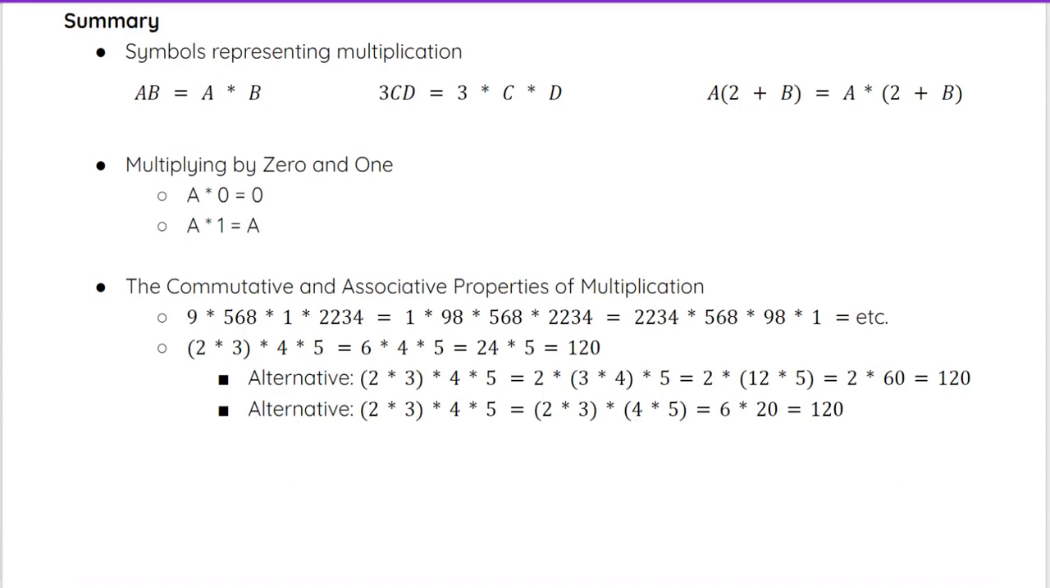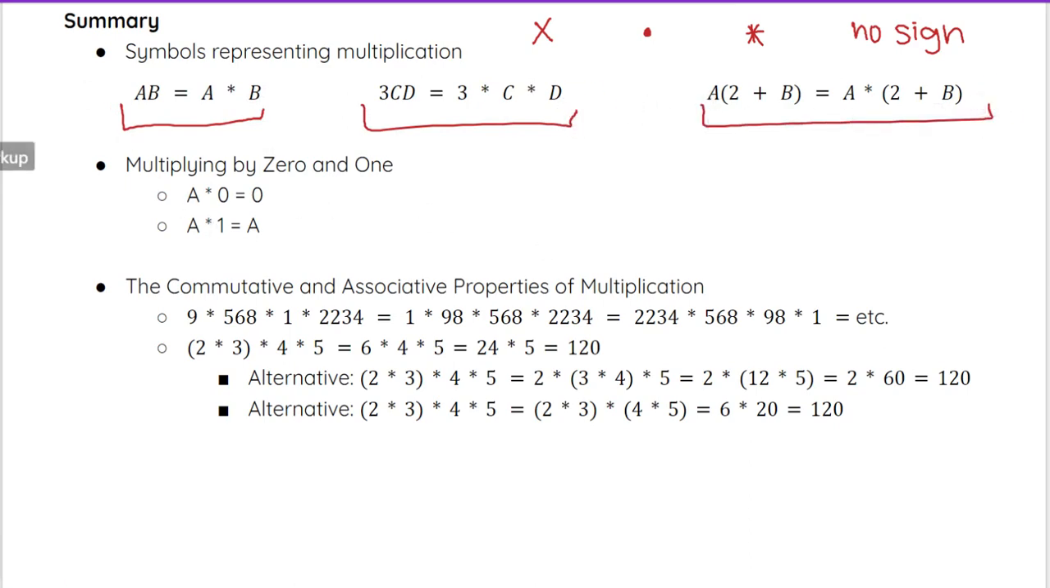So in summary, we looked at really 3 main topics: symbols. When we're looking at symbols representing multiplication, we see not only the X, we also see the middle dot, we also see the asterisk, and then sometimes we see no sign, and that's really when we're looking at multiplication of variables. So for example, these 3 are examples where we typically write what's on the left side of the equal sign, but it means multiplication as indicated on the right side.